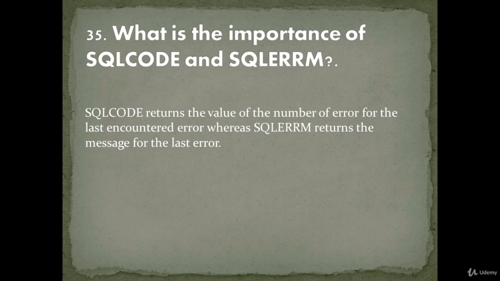That means SQLCODE always returns the number of the last encountered error. It means the last error, what is its number, like ORA number 3456, that is SQLCODE. And SQLERRM is nothing but a description of what exactly the error is, whether it is a syntax error, runtime error, execution time error, etc. So this difference is very basic. SQLCODE will return the last error number encountered, and SQLERRM will return the message for the last error. Is it clear now?